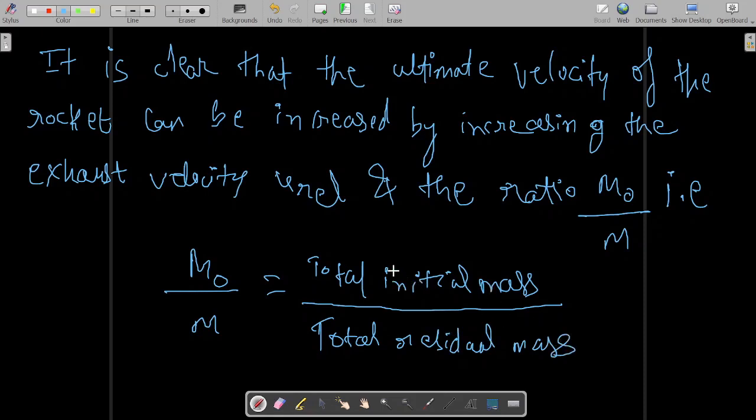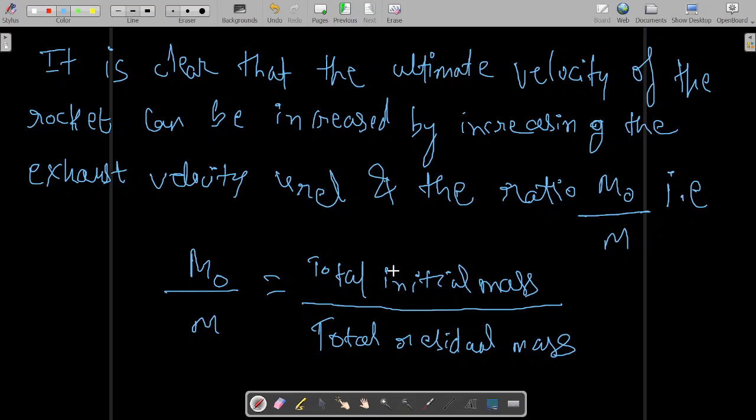So by increasing this ratio, that is the initial mass, you take a very heavy rocket initially, and finally you take a very, what we can say, less mass. So you have a huge amount of fuel inside your rocket. The fuel tank is very heavy. Only then you will have such a situation, right? Because only the fuel is getting exhausted, right?